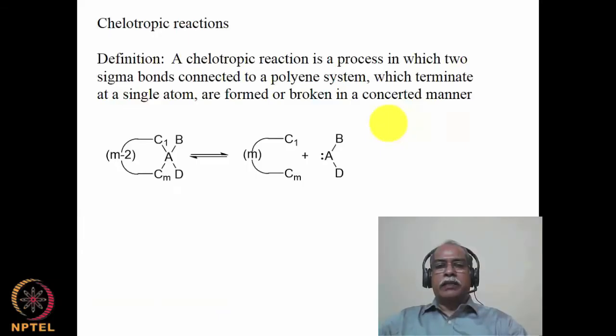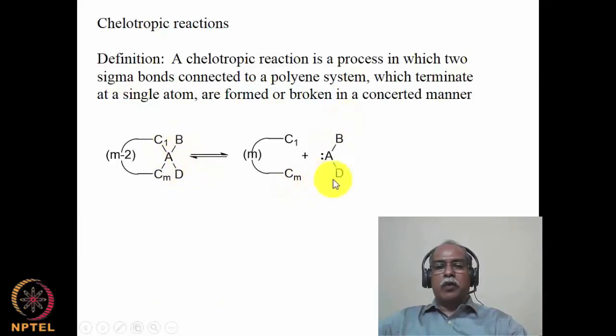A cheletropic reaction is a process in which two sigma bonds are broken, which are originally connected to a polyene system. You consider this molecule here. This is a polyene system consisting of m-2 pi bonds involved in the cyclic system. Now, C1A and CMA are the two sigma bonds that are originally connected to atom A with the cyclic polyene system, and the C1A bond and the CMA bond are broken, releasing the molecule which is DAB.